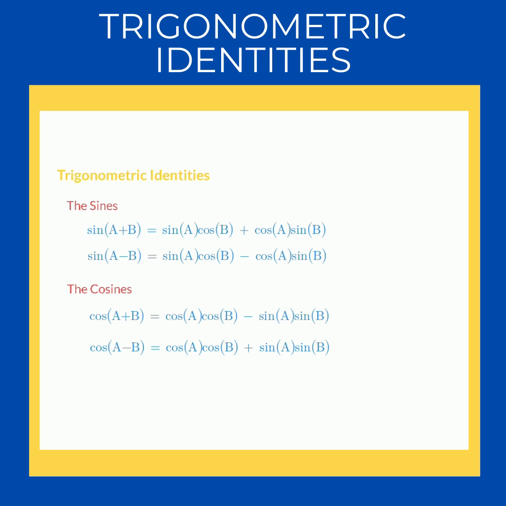Now for the cosines, if I have cosine of a plus b, it is equal to cosine of a cosine of b. Now since this is a plus sign, here I will have a negative sign. So cosine a cosine b minus sine of a sine of b. While for cosine of a minus b, it is cosine of a cosine of b. Now since this is a negative sign, here I will have a positive sign. So it's cosine a cosine b plus sine of a sine of b.